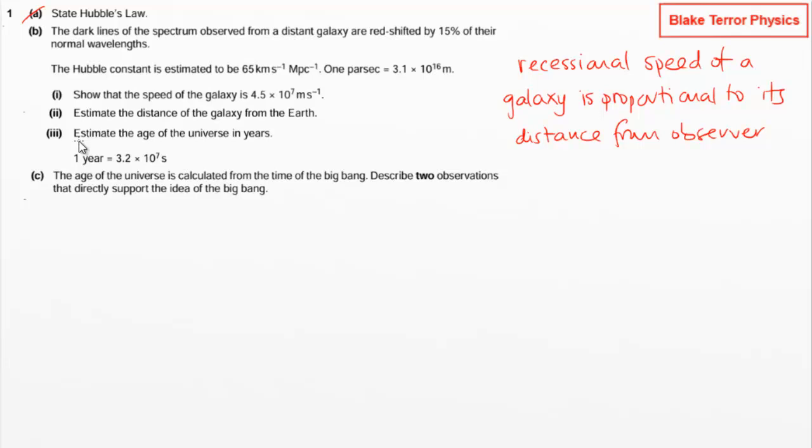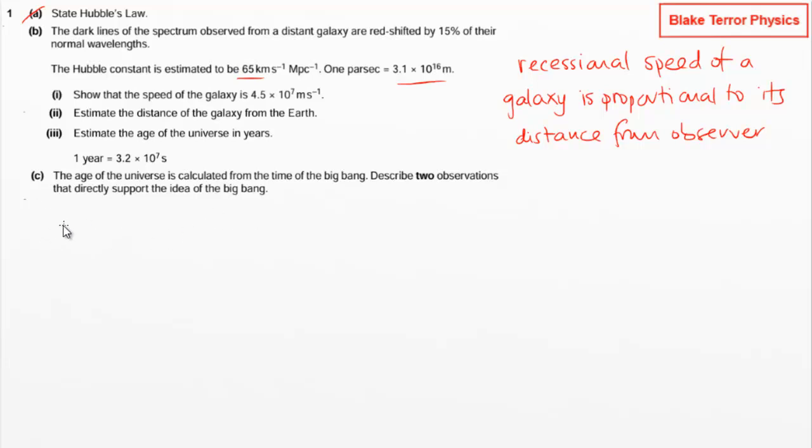Second part, part B, the dark lines of a spectrum observed from a distant galaxy are redshifted by 15% of their normal wavelengths. Hubble constant is 65 of the normal units, and then that's the number of meters in a parsec. Show that the speed of the galaxy is that.